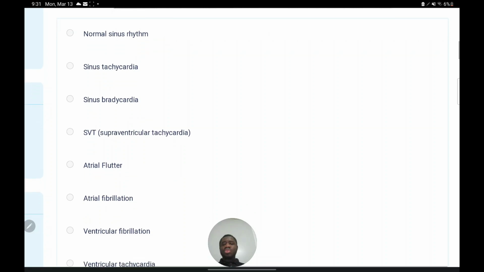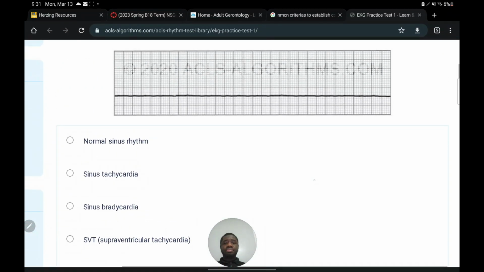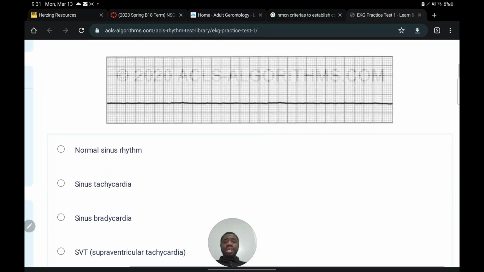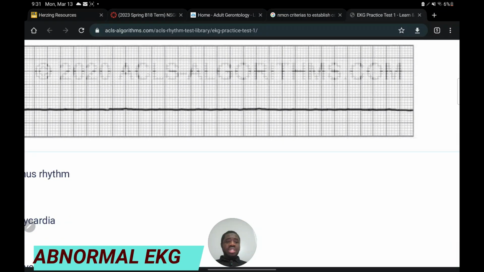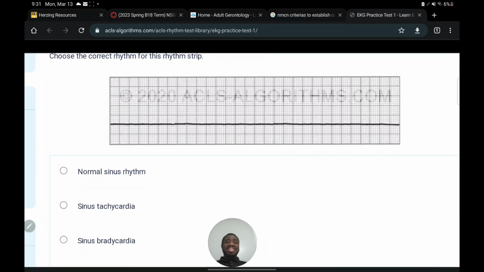Now let's take the next question. We can see this graph. Nobody needs to tell us that the electrical activity has ceased. There is no electrical activity, and when there is no cardiac activity, that means the patient is what? Is gone, is dead. So this is asystole.